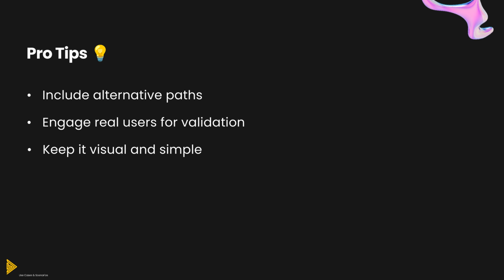To wrap up, use case and scenarios give you a clear view of user interactions, reduce missed requirements, and improve stakeholder alignment. Next, we'll explore state modeling, which shows how systems behave over time.